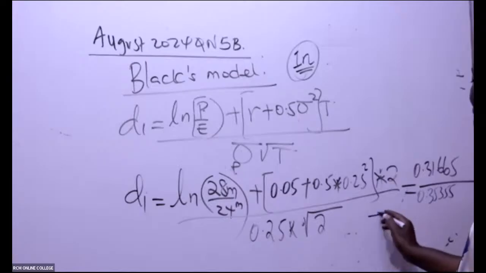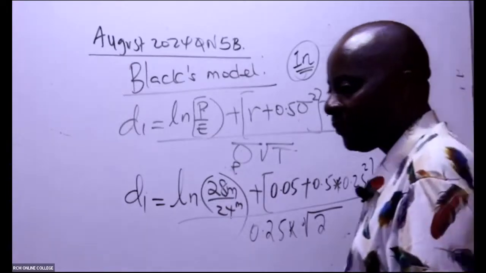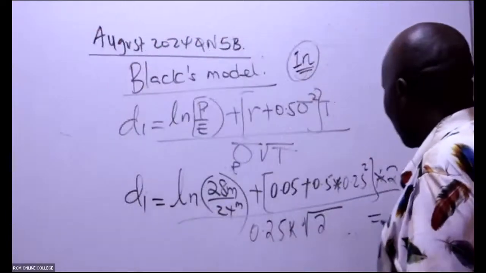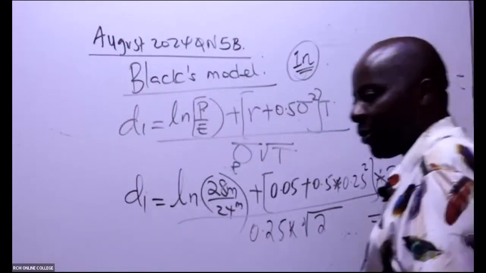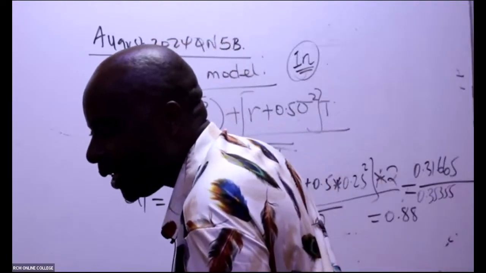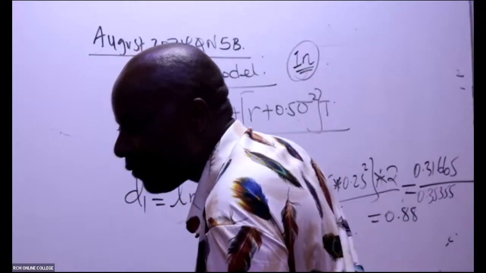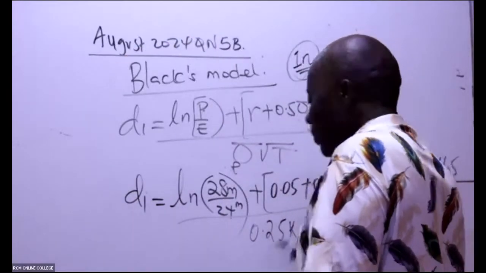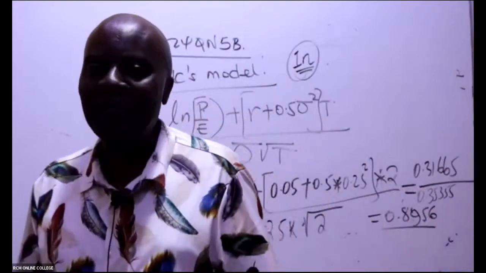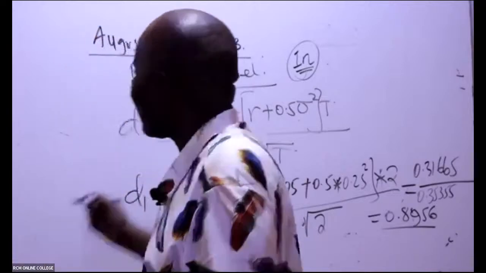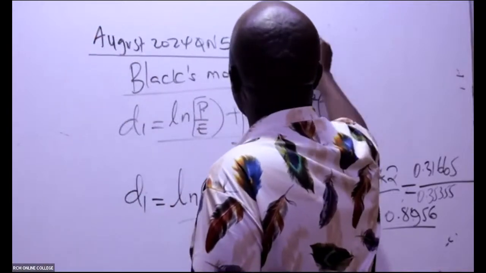0.35355, which then will end up giving us what figure of D1? 0.8956. Thank you so much. 8956, 8957, same thing, isn't it? Same thing. Now, once I get that, straight away, then I'll be able to get my D2.